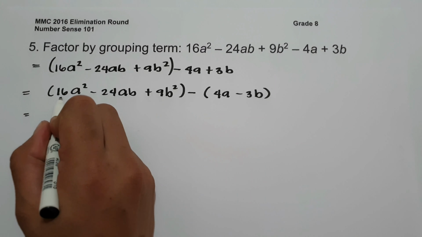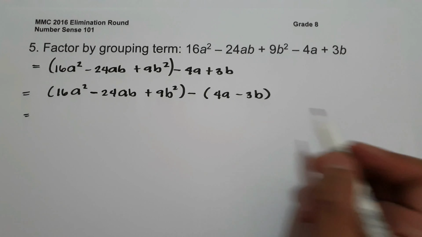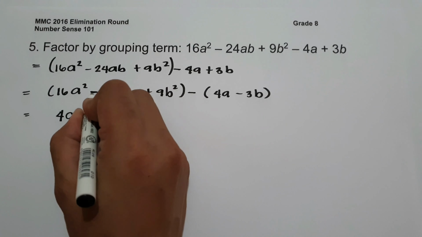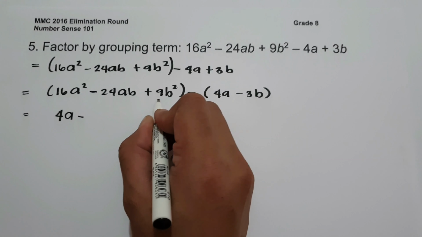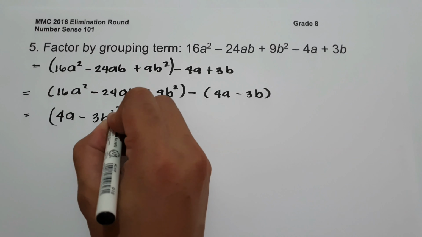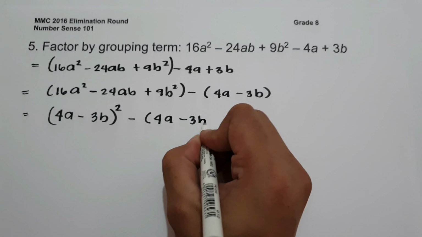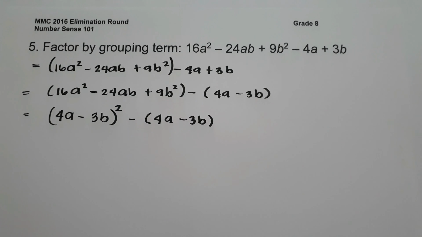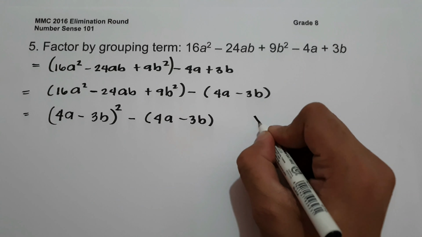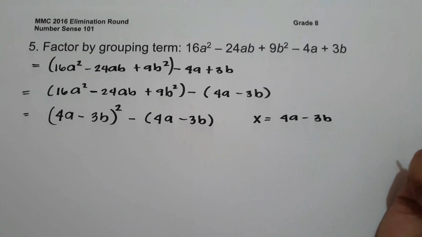get the square root of the first term and last term, and we are going to consider the sign of the middle term. So the square root of 16a squared is 4a, and the sign of the middle term is negative, and then the square root of 9b squared is 3b, and then we are going to have a square, minus 4a minus 3b. So as you can see, we have the same term. So we are going to represent this one as x equals 4a minus 3b.